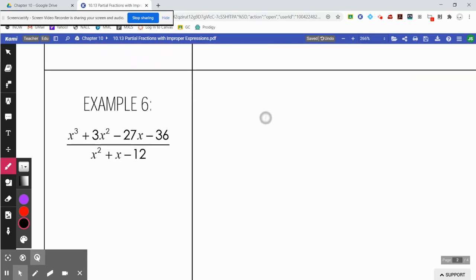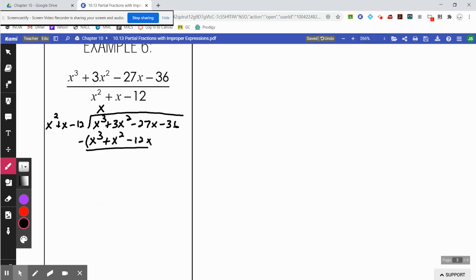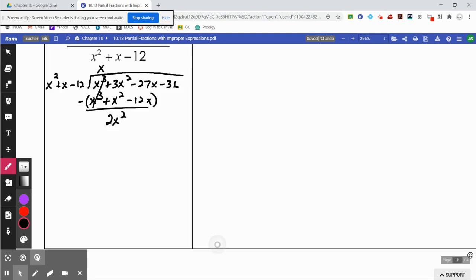Okay, one more. Step number 1, let's go ahead and divide this. So you have x squared plus x minus 12 divided into x to the third plus 3x squared minus 27x minus 36. That's going to go x times. Multiply it out, gives you x to the third plus x squared minus 12x. Let's subtract. These cancel. 3 minus 1 gives you 2x squared. Negative 27 minus a negative 12 will be negative 27 plus 12, which is negative 15x. Bring down your negative 36.